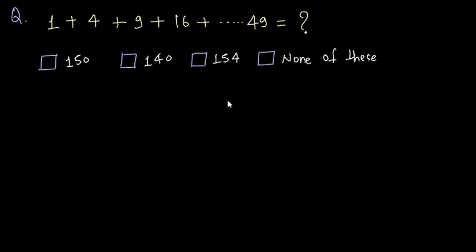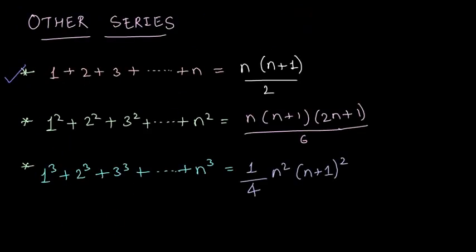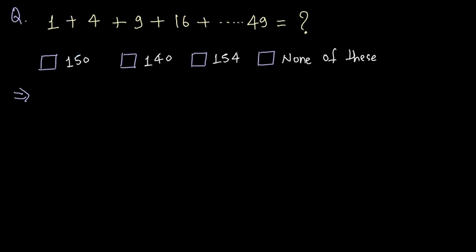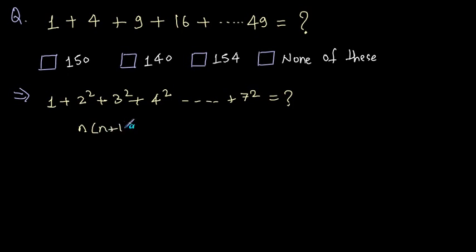With this, we have another question. To solve this question, we need to find out how we can convert this to match one of these three formulas. If you observe carefully, this can be written as 1 plus 4, which is 2 square, 9 is 3 square, so plus 3 square plus 4 square till we have 49, which is 7 square. So now we have a pattern that matches with our formula number 2. The formula for a series of squares of natural numbers till n is n into n plus 1 into 2n plus 1, the whole divided by 6, where n is equal to 7.